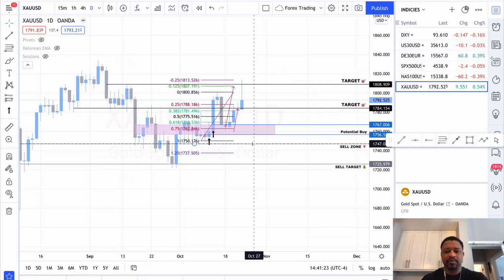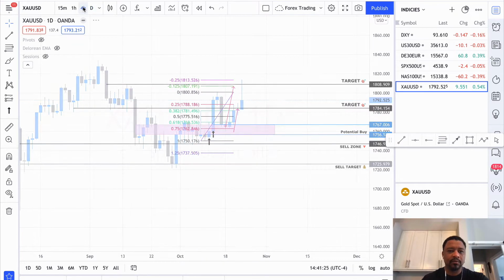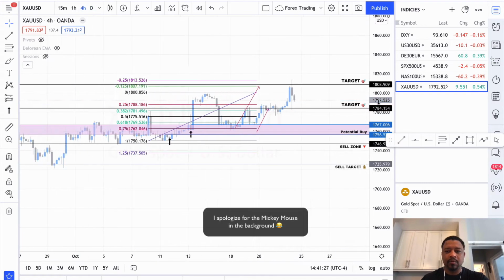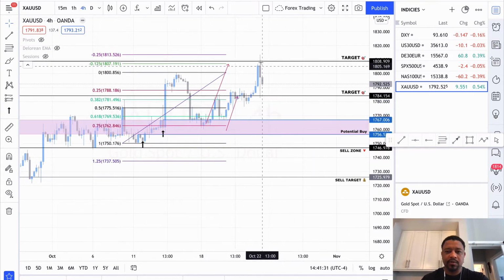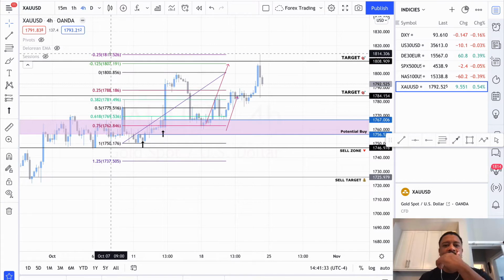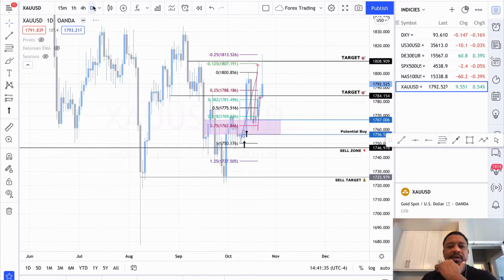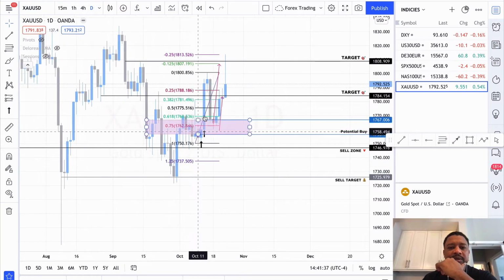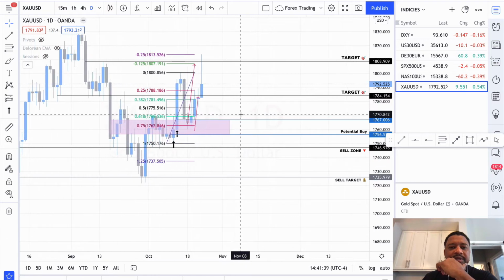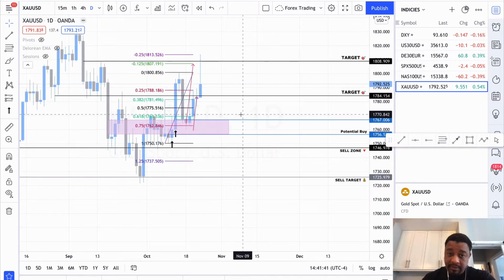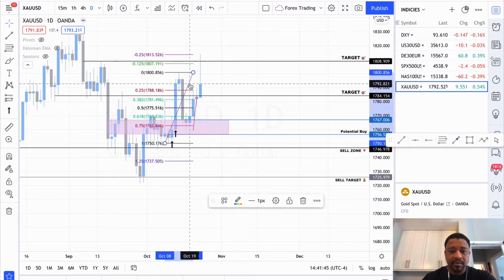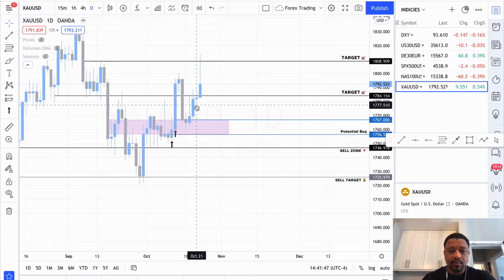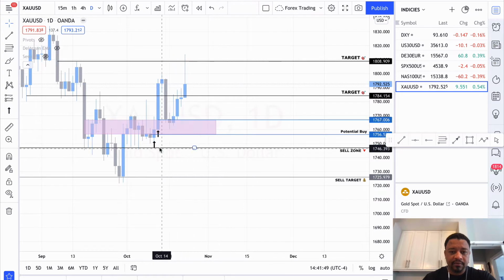Looking at some markups from last week. I announced gold on last week's call. Target 1, target 2. As you can see, both targets were smashed. So what I would be looking for this week, potentially, is to see if gold will come back and retest where it broke out of.